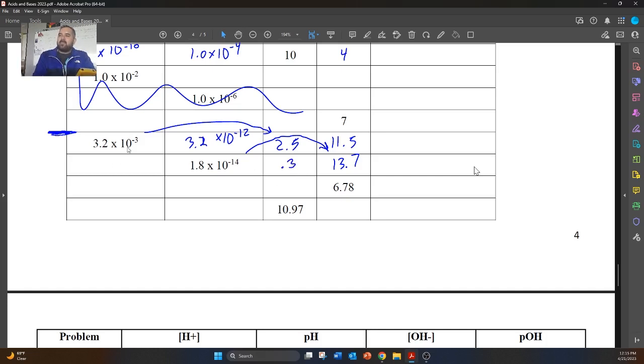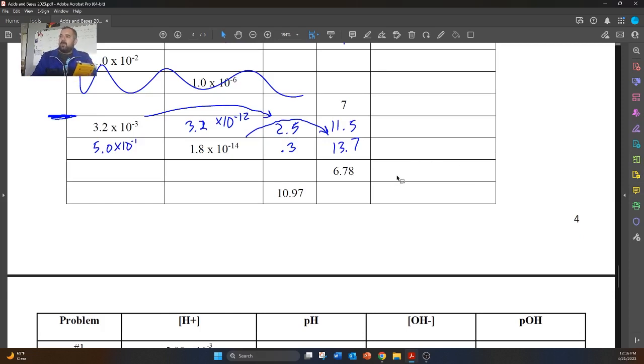And then now to calculate our H plus concentration, we're just going to do 10 to the power of negative 0.3, which gives you 0.5. Or we're going to do 5.0 times 10 to the power of negative 1. You're right.